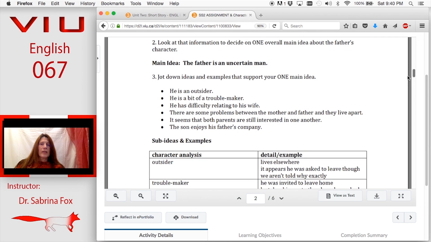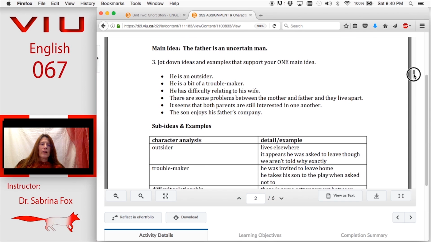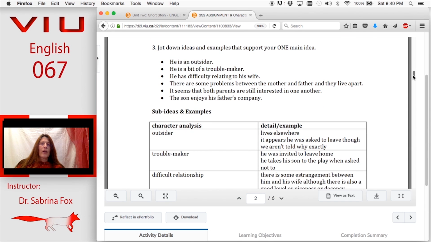Then we try to decide about one overall main idea. Remember, we had to write a topic sentence, and here we write a topic sentence that states one main idea about the father that's big enough that we could write a whole paragraph about him. So if we said the father is an uncertain man, that's a good idea. There's lots to say, and it certainly fits the character of the father in the story.